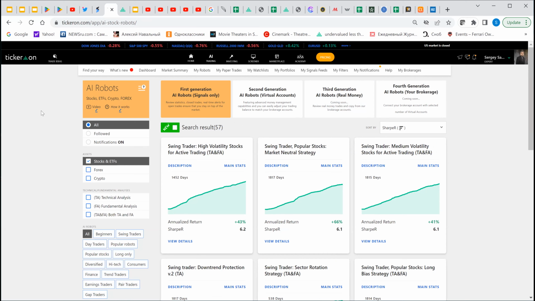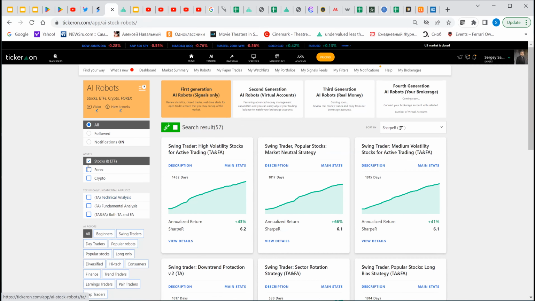So what we did, as you can see here, first of all, different equities, meaning this is stocks, this is forex, this is crypto.